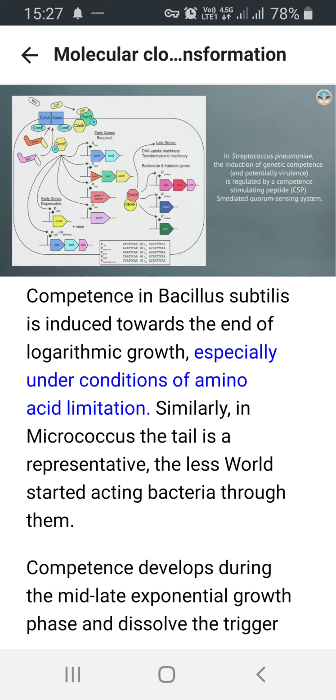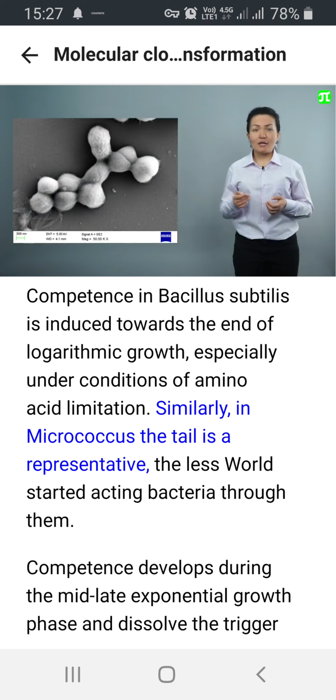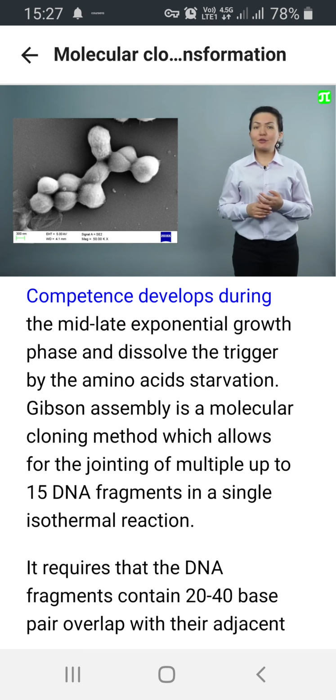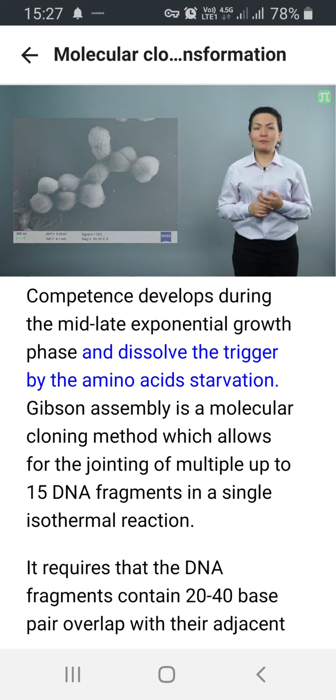Competence in Bacillus subtilis is induced toward the end of logarithmic growth, especially under conditions of amino acid limitation. Similarly, in Micrococcus luteus, a representative of the less well-studied Actinobacteria phylum, competence develops during the mid-late exponential growth phase and is also triggered by amino acid starvation.